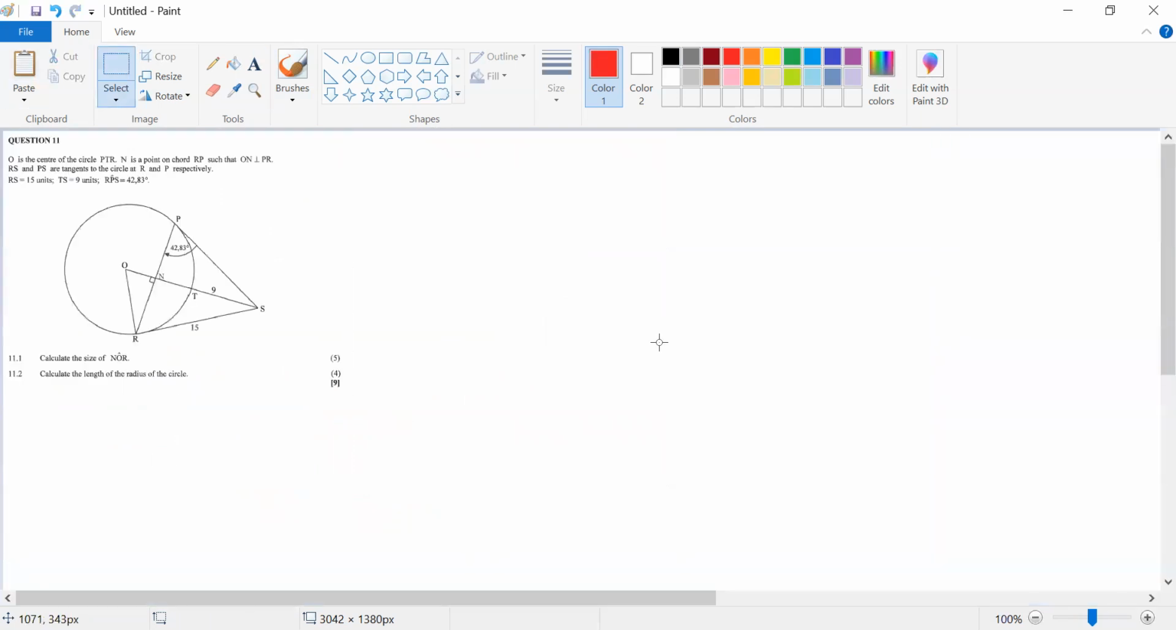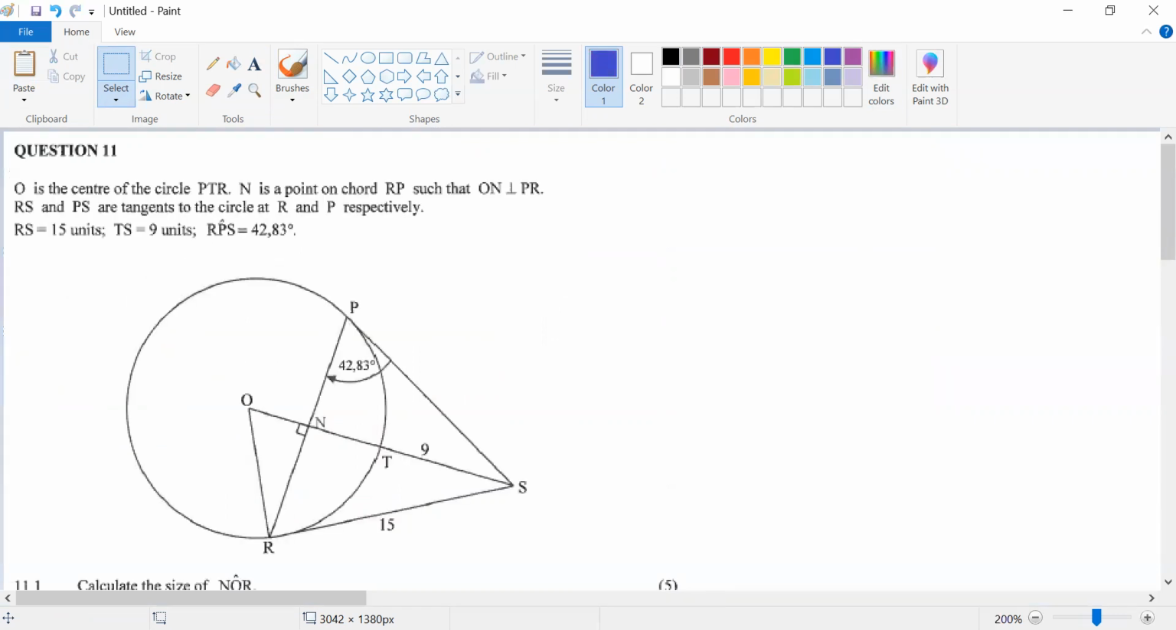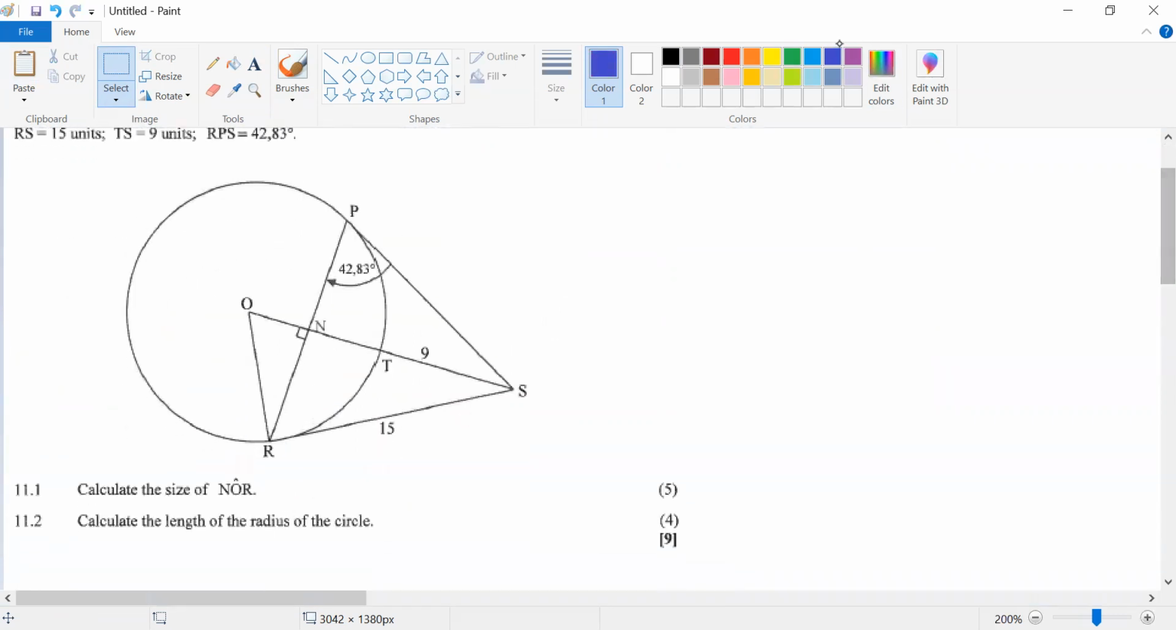So now if we take a look at the next question, we need to calculate the length of the radius of the circle. So let's look at the question a bit closer. The radius of the circle is basically OR. So if we look at it, it's basically this line right here, because that's a radius and that's a radius, right? So we need to solve for this radius. And the way we can go about doing this is we've already established that there is a 90-degree angle here.